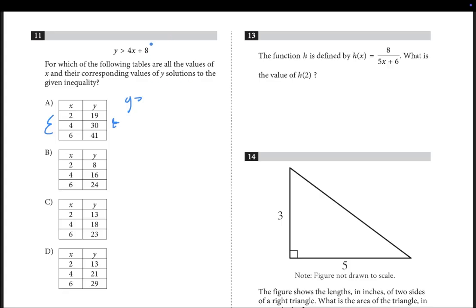So 4 times 2 plus 8. We're going to have 4 times 2, which is 8, plus 8, that's 16. Which one is 16? None of these are 16. Wait, here we go. Bro, what?